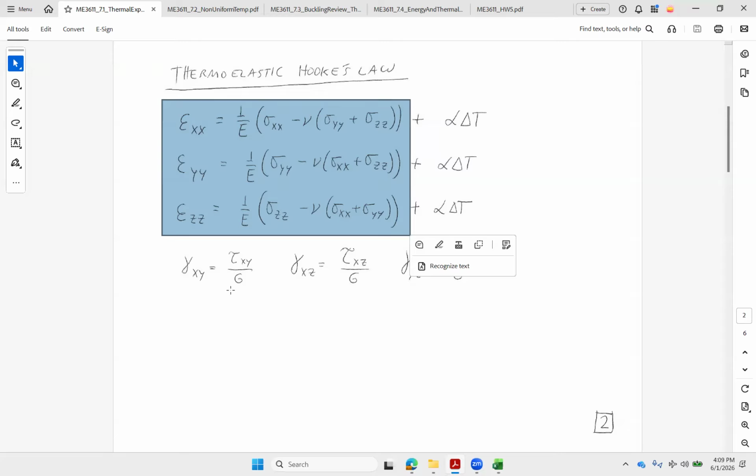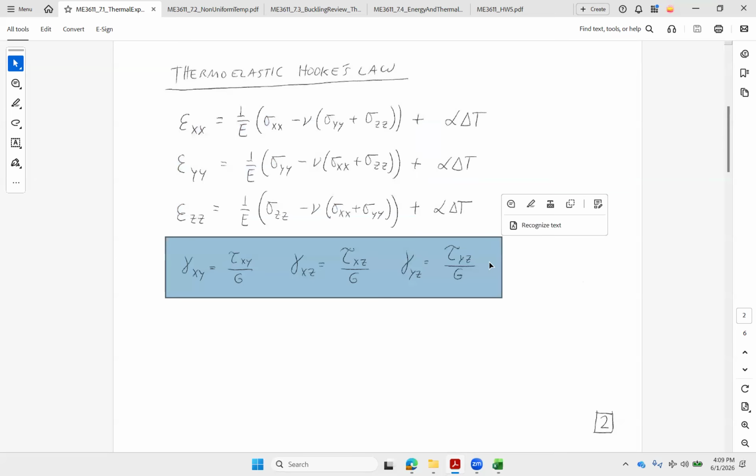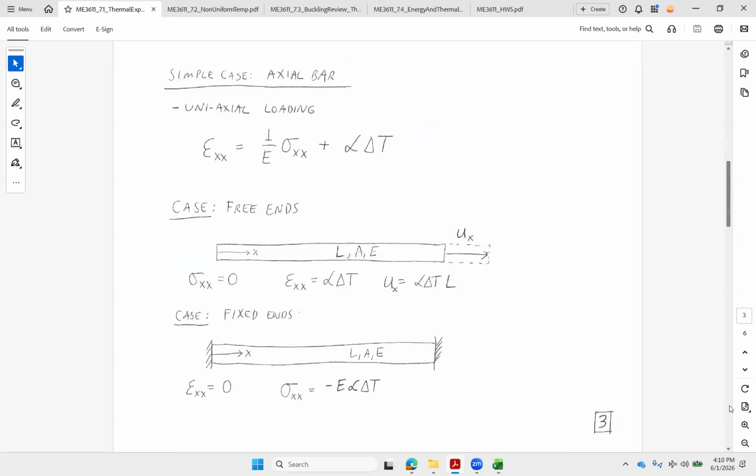All right. Nothing changes on these shear definitions. That's why we say it doesn't have any direct effect on shear. Nothing gets added to those formulas. So let's think about our simplest case of an axial bar. Everything's 1D and it's loading. So here's going to be our Hooke's law with thermal expansion. Epsilon xx is 1 over E times sigma plus alpha delta T.